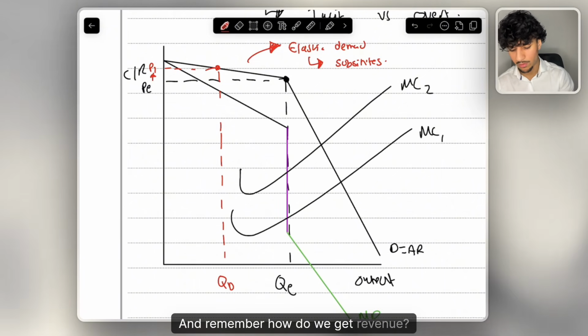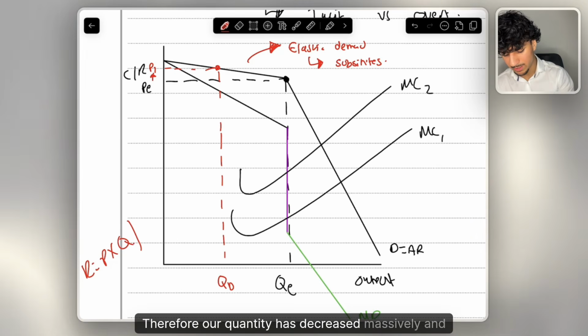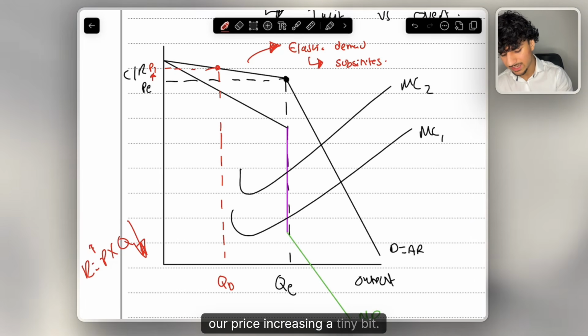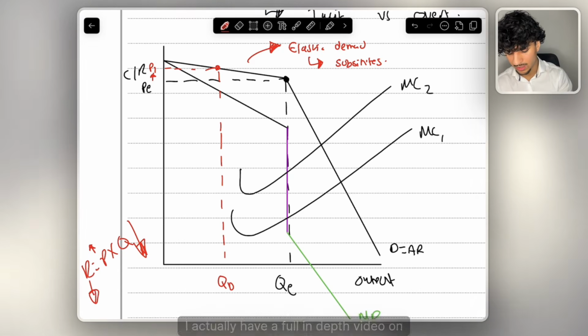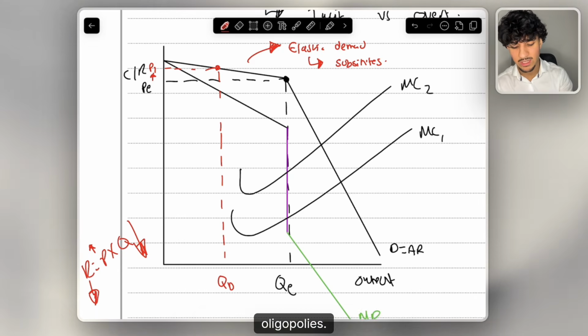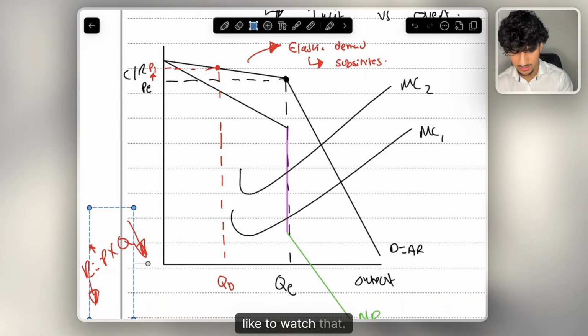And remember, how do we get revenue? Revenue is, of course, price times quantity. Therefore, our quantity has decreased massively and our price increasing a tiny bit. That, of course, is going to lead to a decrease in revenue overall. I actually have a full in-depth video on oligopolies. I think it's literally called the kink demand curve. It gives the explanation a bit better if you would like to watch that.